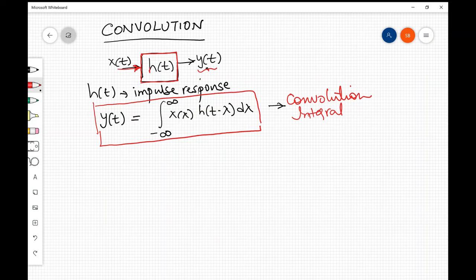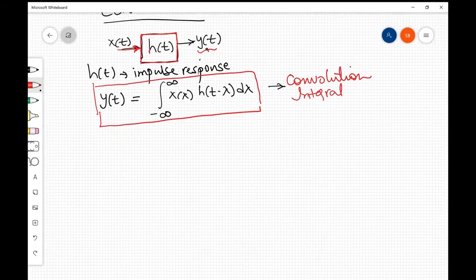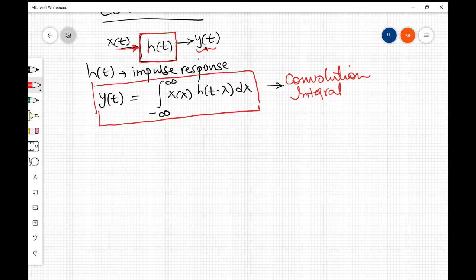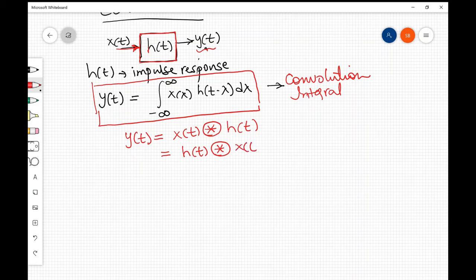So what does this convolution integral involve? Before we see what it involves, the mathematical symbol for this is y of t equals x of t convolved with h of t, or, because convolution is commutative, we can say h of t convolved with x of t. That gives us y of t, which is the same thing. So this is the commutative property of convolution.